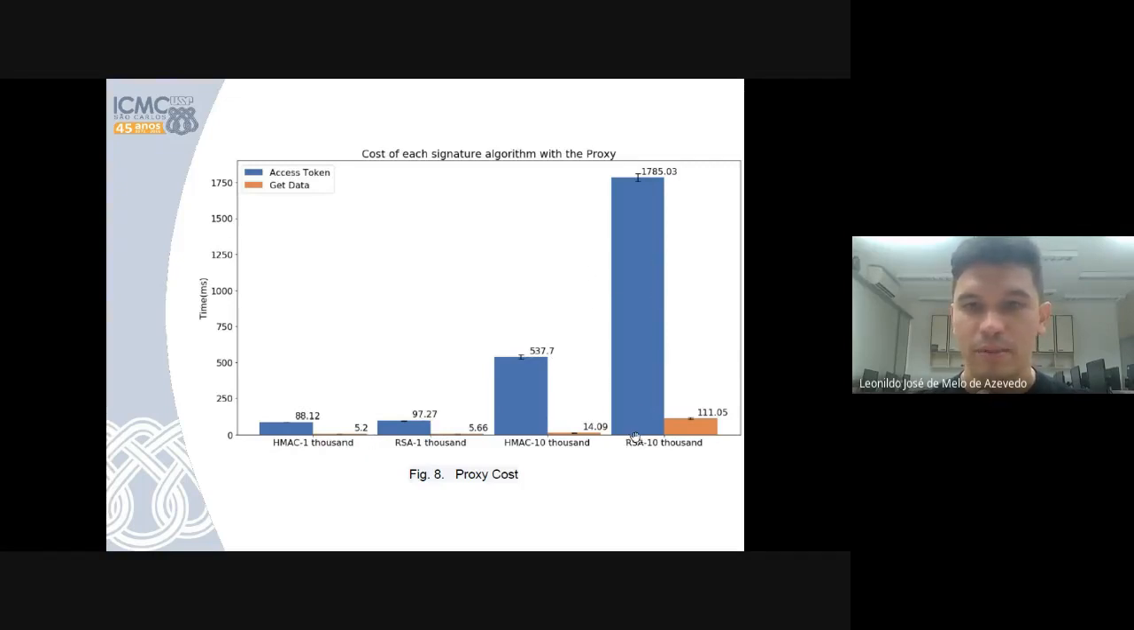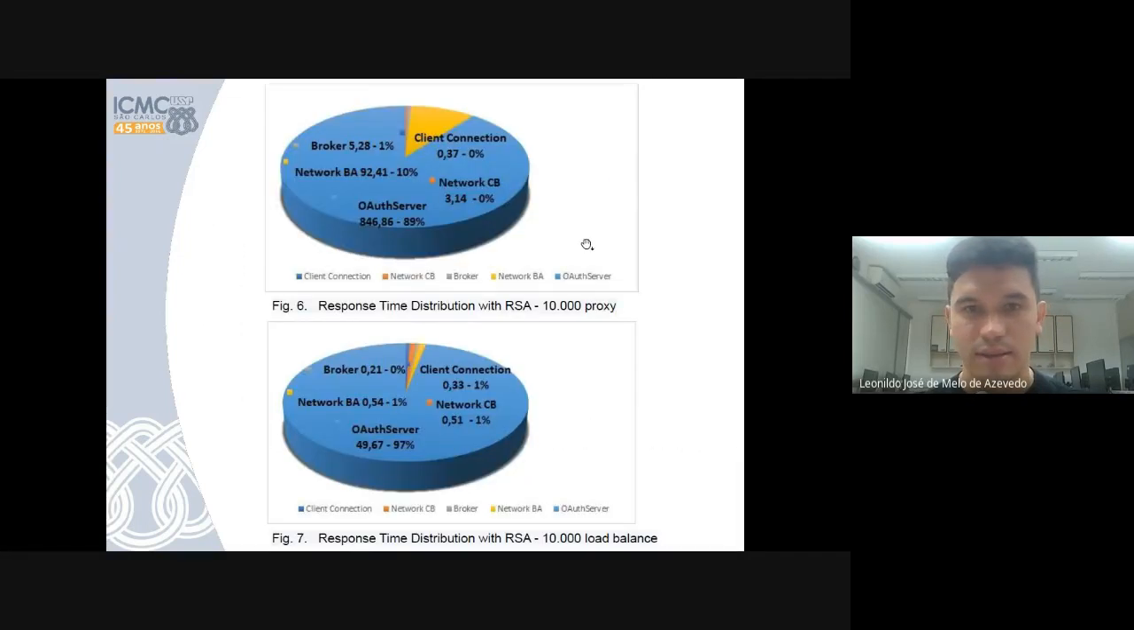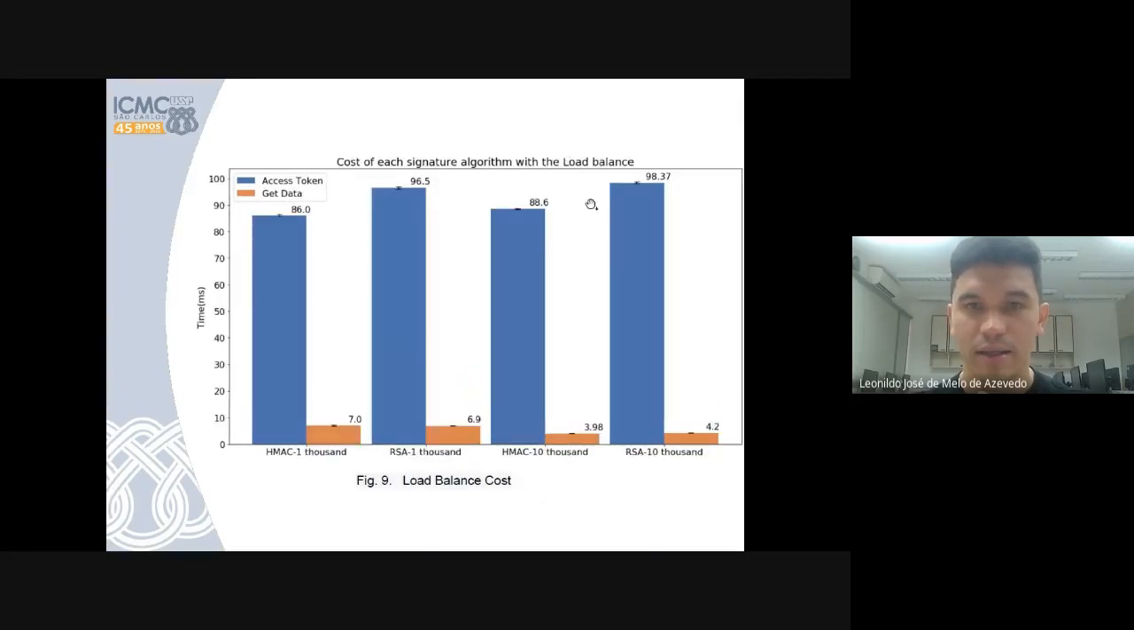We can see that the RSA algorithm took a lot more time than HMAC. However, on the other hand, with a load balance, this time decreased dramatically. The same result here, and we also can see that the difference between one scenario and the other, and one algorithm and the other algorithm, is quite low.